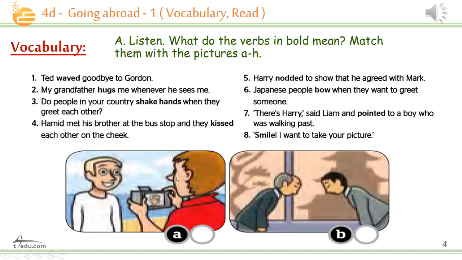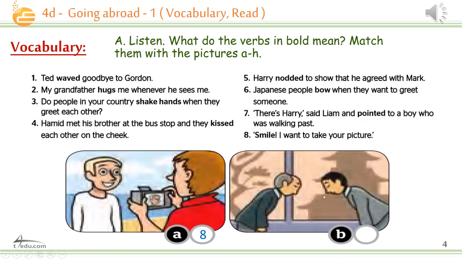Okay, so look at the pictures. Look at these two pictures. We're going to match them with the correct phrase. Okay, so picture A. We have two boys. One is smiling and the other is holding a camera in his hand. Usually we take pictures with cameras. Very good. So A is, "Smile. I want to take your picture." Very good. Excellent. Okay, so A is 8.